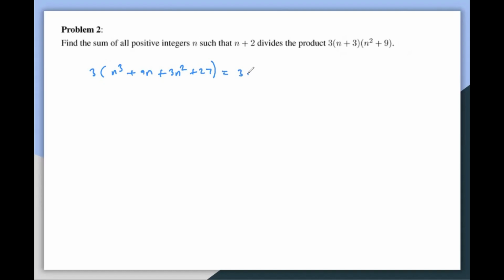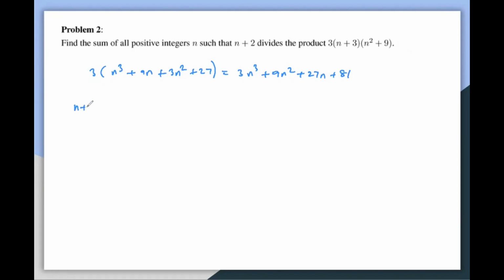If you expand those, you got 3n cubed plus 3 times 3 is 9n squared, and then 3 times 9 is 27, and then plus 81. So this is the expression that we are told is divisible by this, right? Maybe we can use long division, or we can use synthetic division. I'm going to use synthetic division.